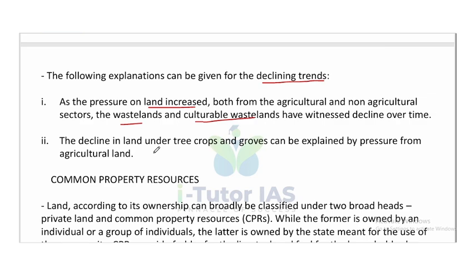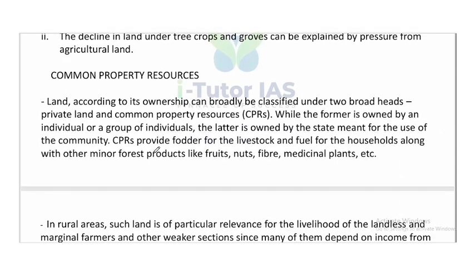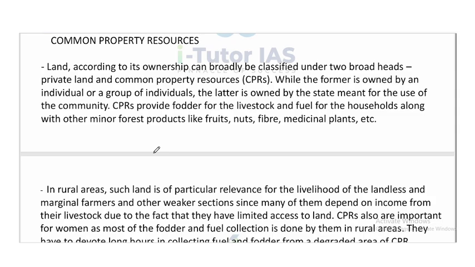Next one, common property resources. Land according to its ownership can be broadly classified under two broad heads, private and common property resources. While the former is owned by an individual or a group of individuals, the latter is owned by the state, meant for the use of the community.